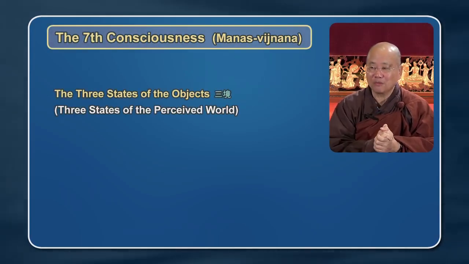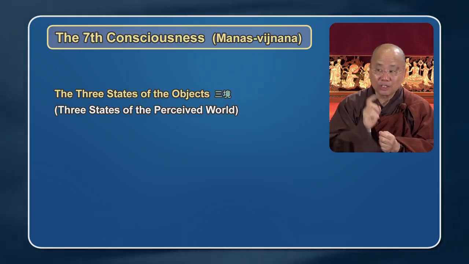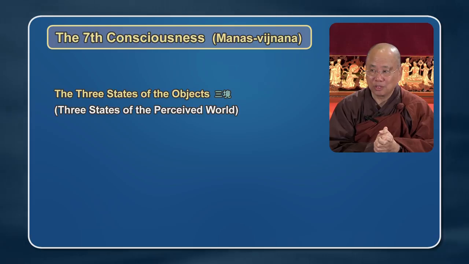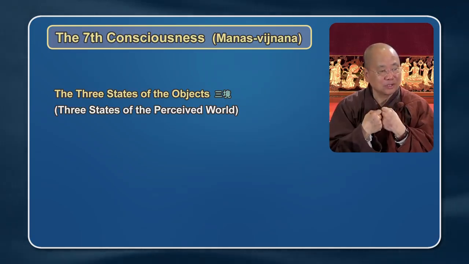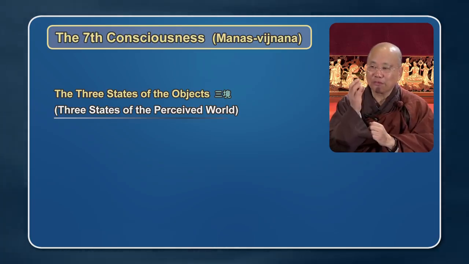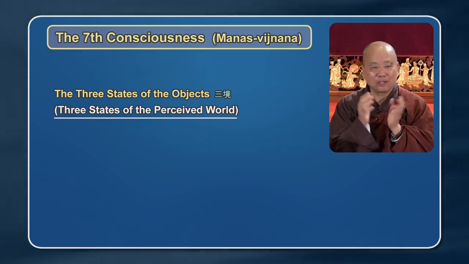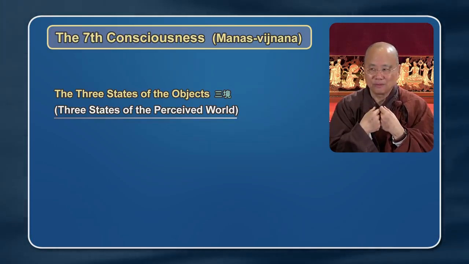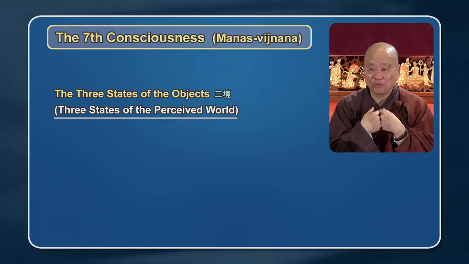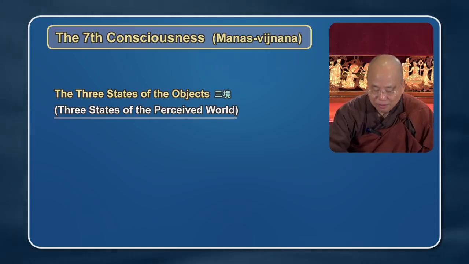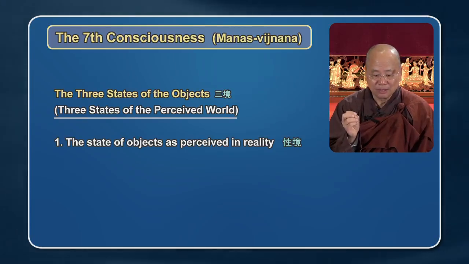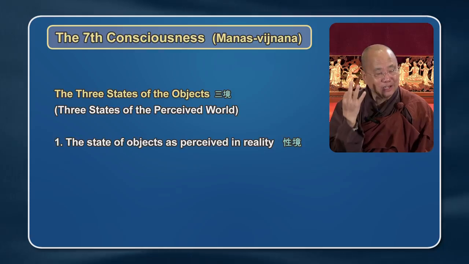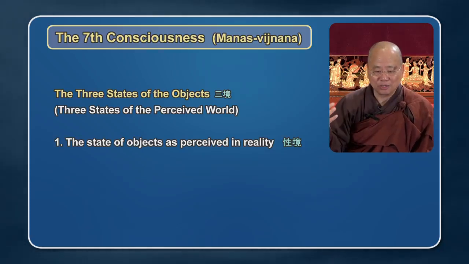All right, so now the first perspective that we're looking at, for the 7th consciousness, the Sanskrit word of which is manas-vijnana. Now we're examining the first perspective. How does the manas, the 7th consciousness, perceive the world? There are 3 states of the perceived world that the consciousnesses perceive. We go through that very quickly because we have gone through that before. There are 3 states. The state of objects as perceived in reality. That's the externalities.